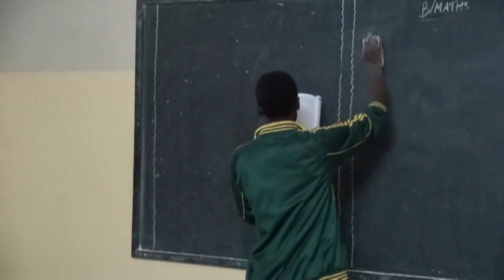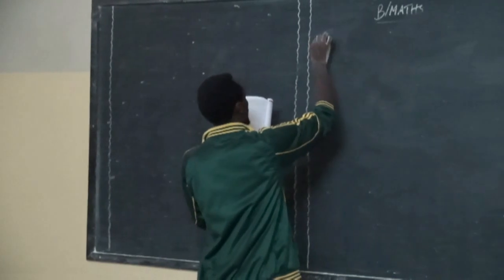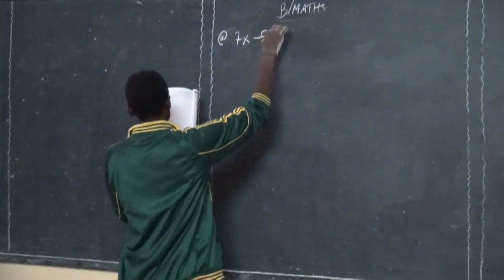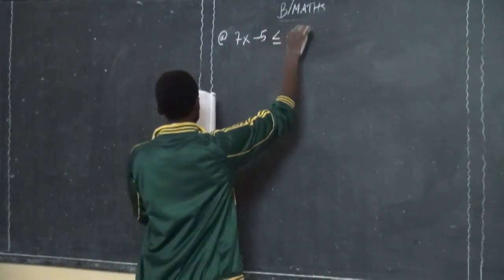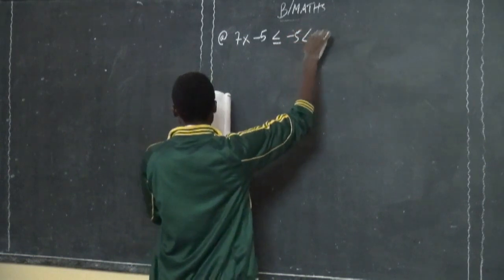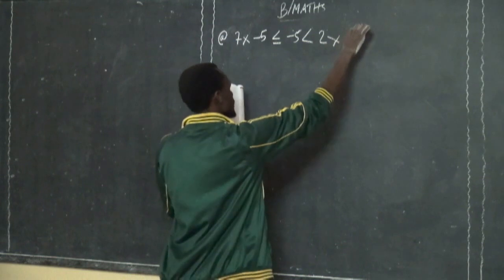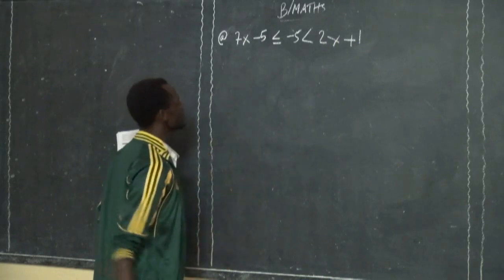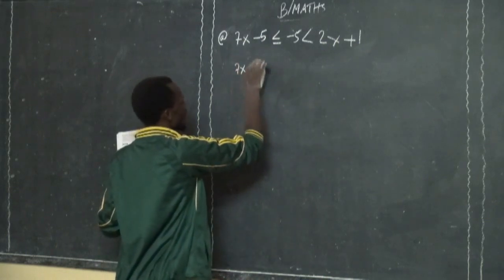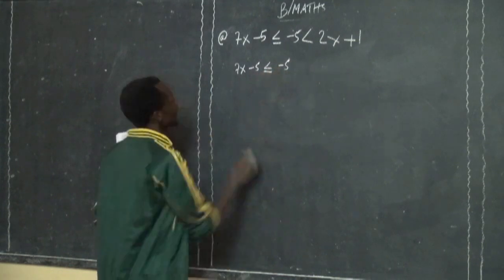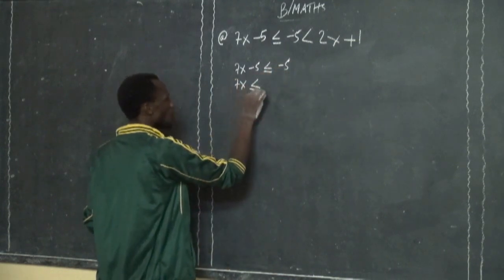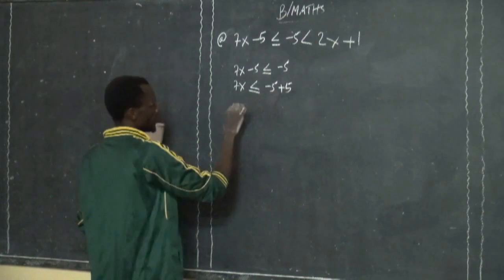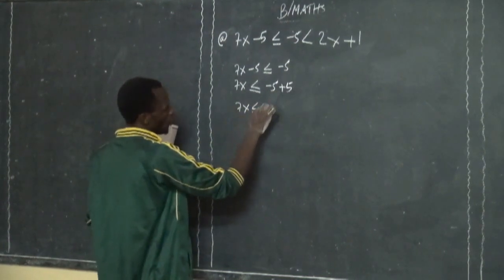Okay, the other question: we have to solve the following inequalities. A, it was 7x minus 5 is less than or equal to negative 5, and this negative 5 is less than 2x plus what? 1. Now let us solve the inequalities. It is the same concept. Now we say 7x minus 5 is less than or equal to negative 5. Now 7x is less than or equal to negative 5, remember this is negative, then what? Positive 5. Now 7x is less than or equal to 0.